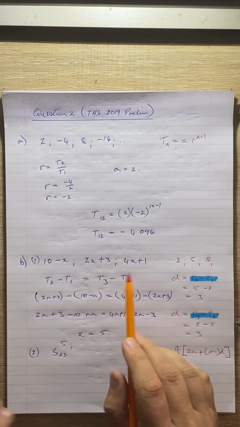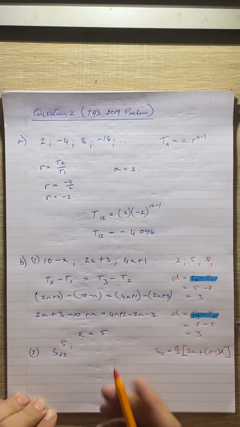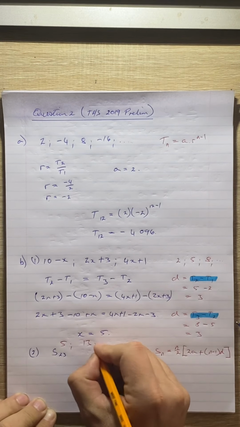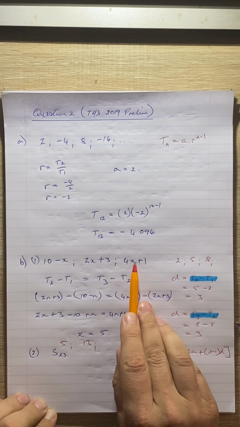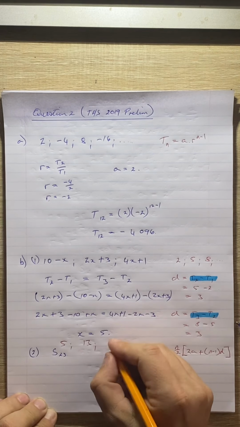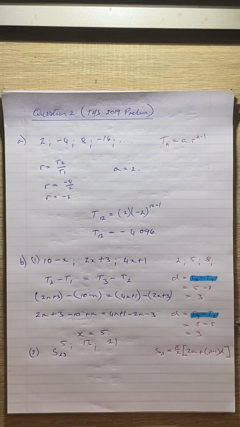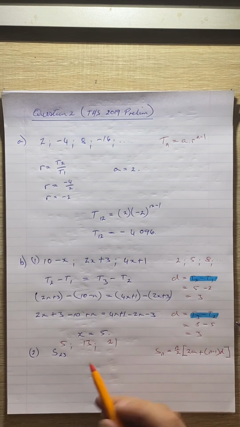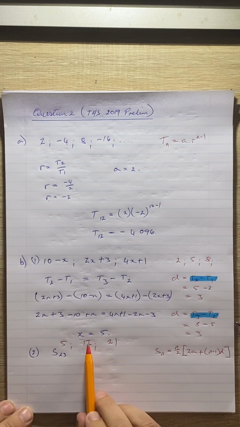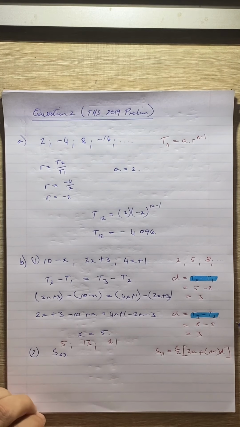Our second term would be 2 times 5 plus 3, which is 13. And then our third term, put the 5 in there, we get 4 times 5, 20 plus 1 is 21. Okay, so that is our sequence that we're dealing with. Now we can find our common difference. So T2 minus T1, and we get 8. Okay, and you can see if you add 8 onto here, you will get 21.